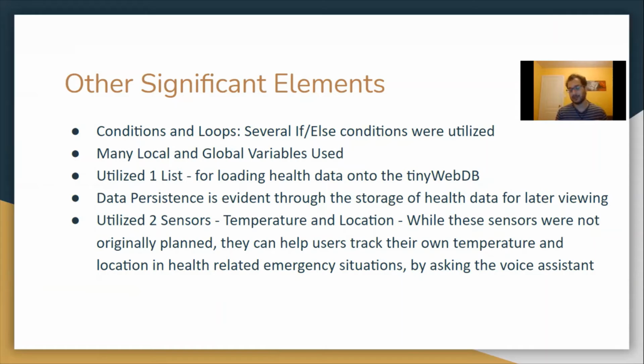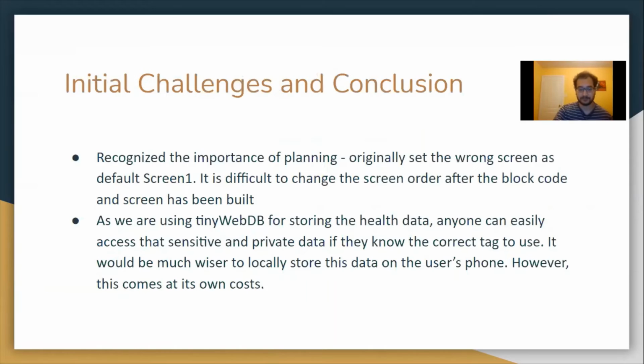And we utilize two sensors, temperature and location. While these sensors were not originally planned, they can help users track their own temperature and location in health-related emergency situations when they can ask the voice assistant.